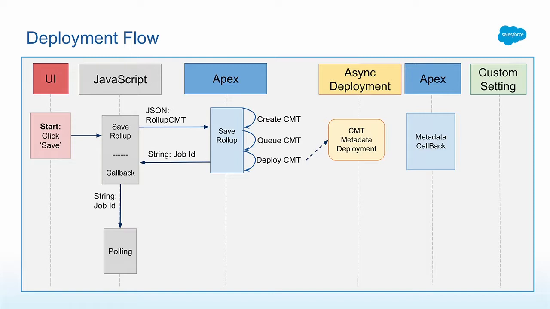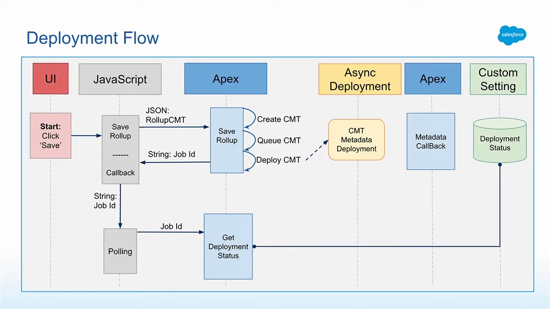Okay, so let's review here. We have our deployment status method that's going to get our job ID, and that's what our polling function has passed to it. Using that, it's going to check a custom setting that has that ID. At some point, our deployment is going to finish, and that's when this callback function is going to be accessed. What that callback function will do is take that same job ID that we're using in Apex, and put it in the custom setting, along with the status of the deployment, whether it was successful or it failed or something else happened.